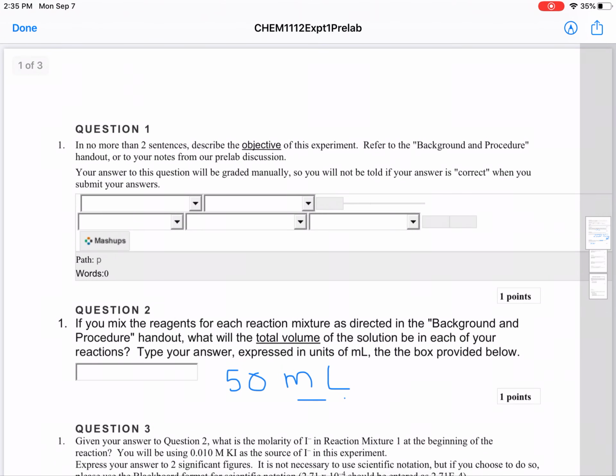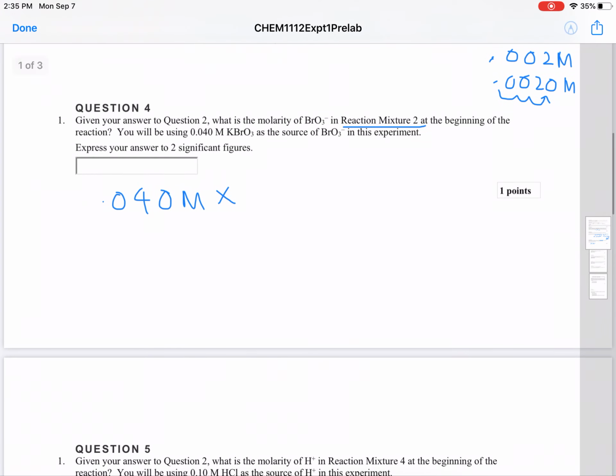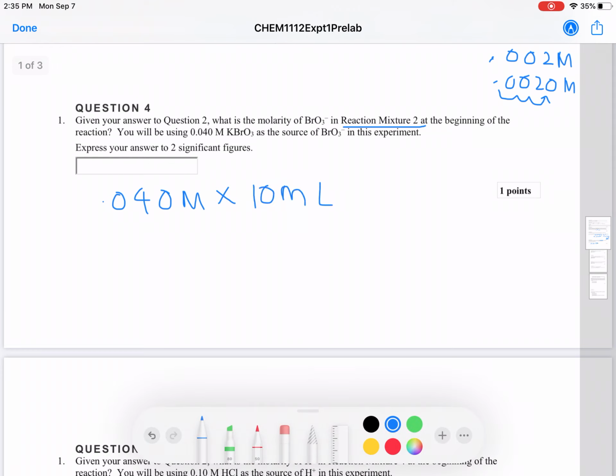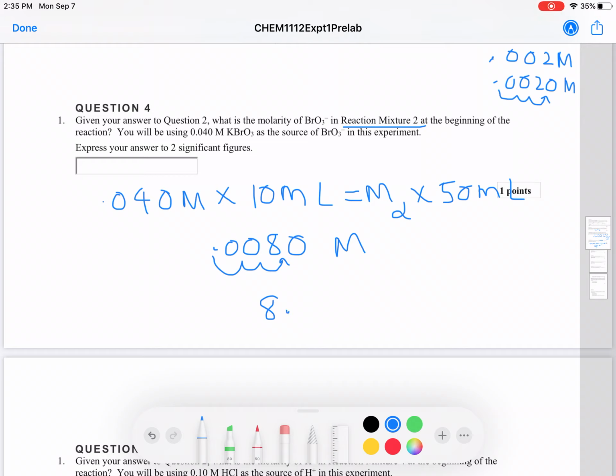So 0.04, and 10 milliliters of potassium bromate. We want to find out M2; the total volume is 50 milliliters. When you do this calculation, you will get M2 as 0.0080. Express your answer to two significant figures. In exponential notation, that would be 8.0 E-3. That's how you find the concentration.